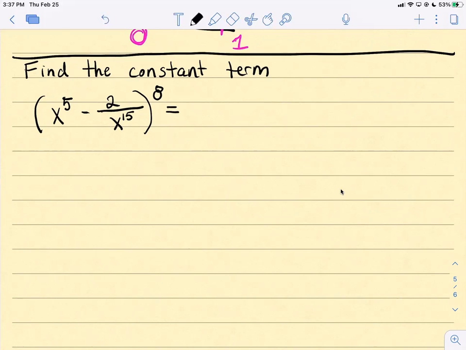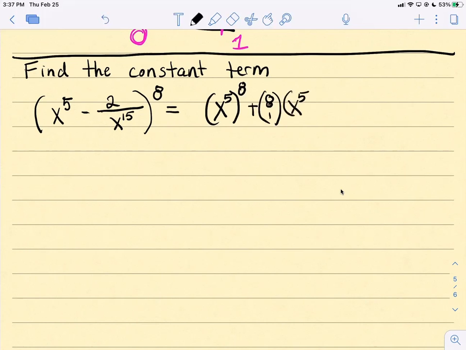I did 8 choose 0 and then x to the power of 40 because, first of all, you do 8 choose 0, 8 choose 1, and so on for all of them. And then we already have x to the power of 5, and now we have this 8. And so 5 times 8 is 40.